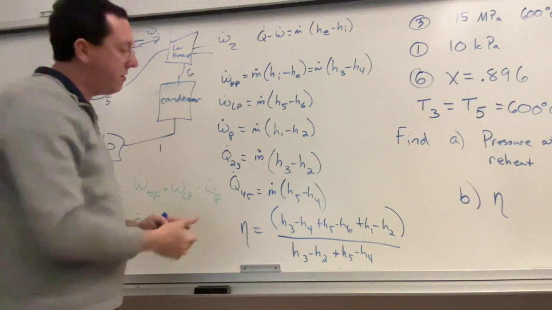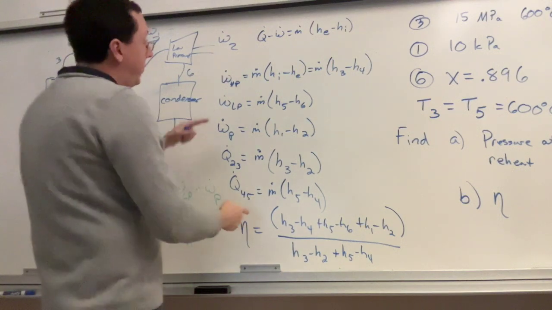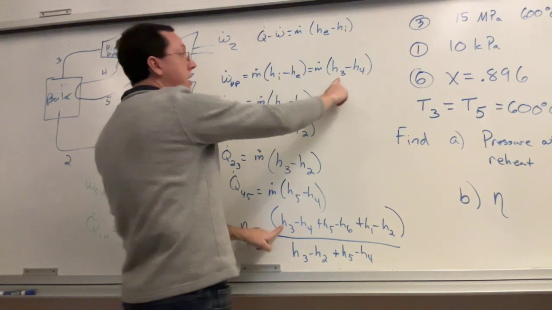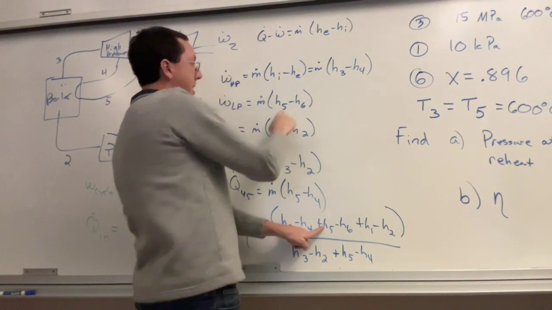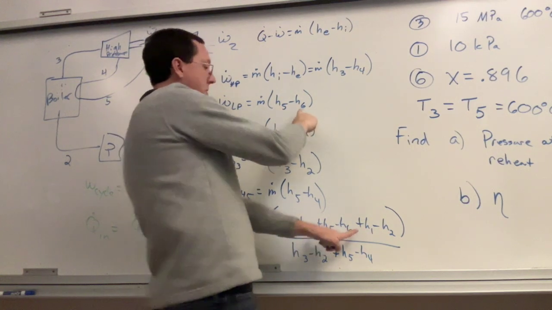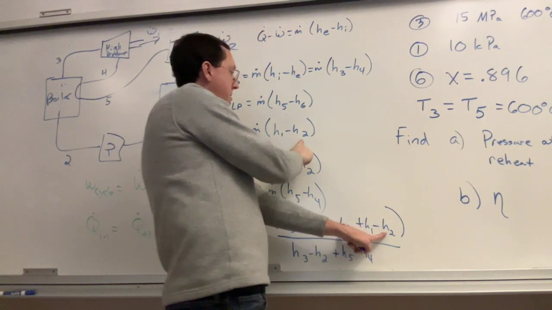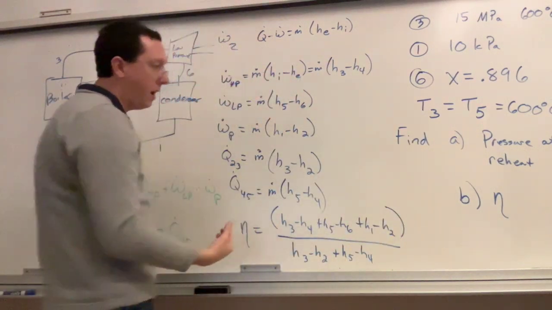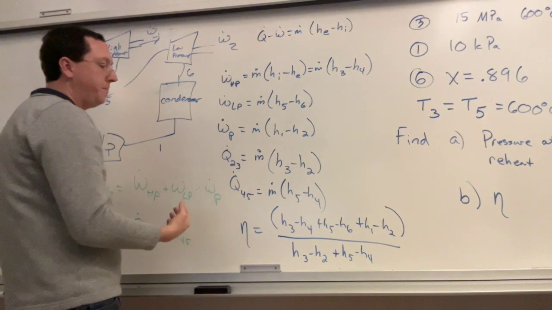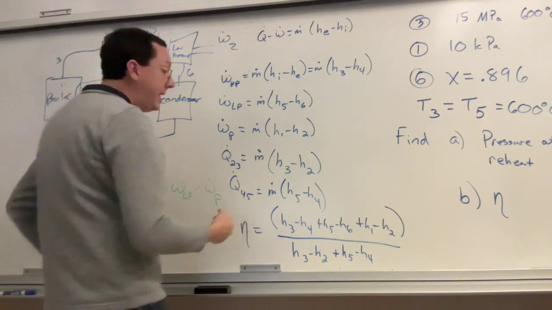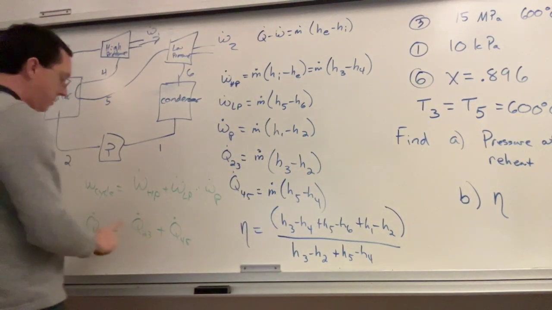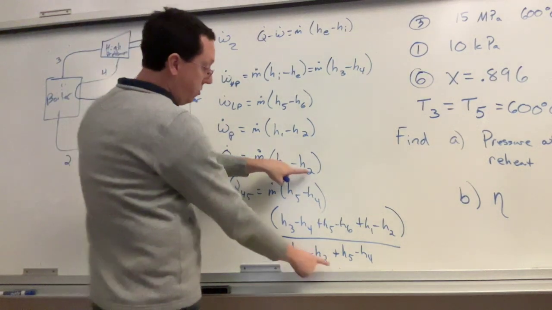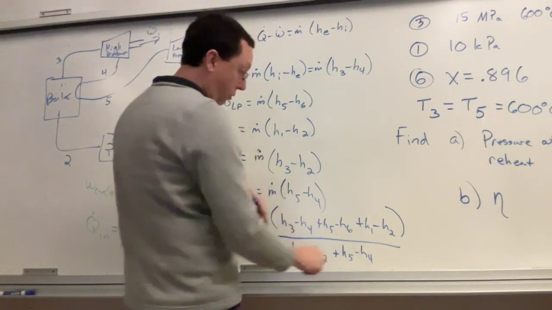And then I put it all together in one big ratio. So I just add up in the numerator the total power of the cycle. So that's going to be H3 minus H4 plus H5 minus H6 plus H1 minus H2. So I'm just adding these up. That goes in the numerator. In the denominator, I divide by the heat into the cycle, only into, in which case that would be H3 minus H2 plus H5 minus H4.